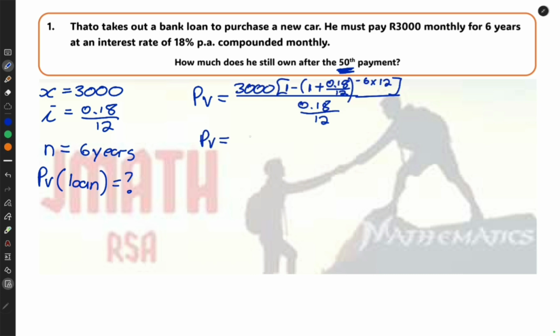The calculator tells me this answer is going to be 131,534. Okay, so now I know what the original loan was. Now I can start using the outstanding balance formula.